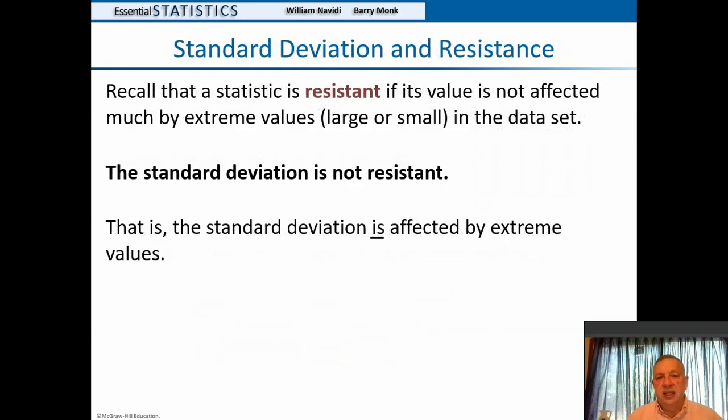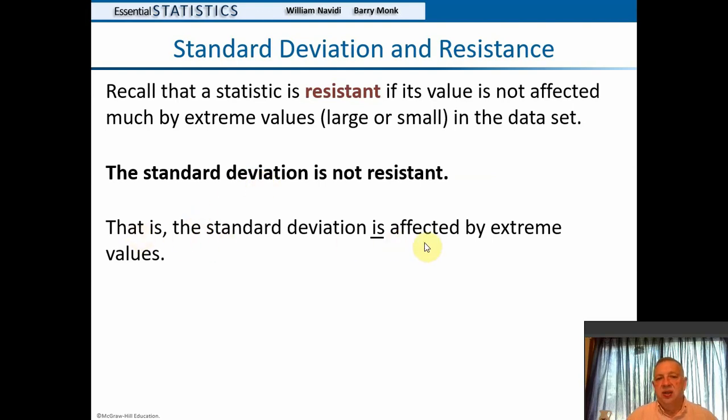Recall that a statistic is resistant if its value is not affected much by an extreme value, the large or small values in the data set. The standard deviation is not resistant. It's like the mean. If I had some big outliers, that deviation from the mean is going to be squared, and that's going to weigh much heavier into the calculation.